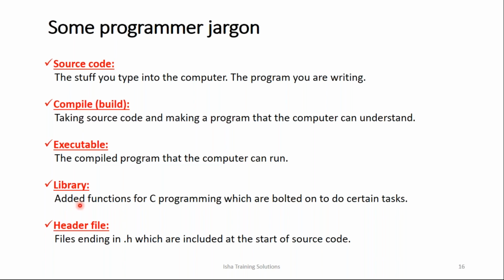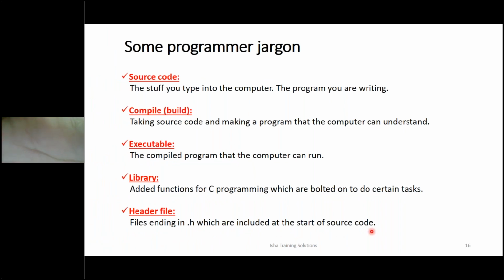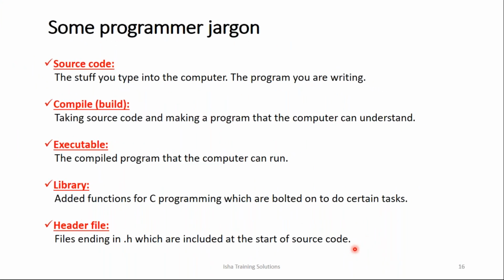Next one is library. We have different libraries. Added functions for C programming which are bolted on to do certain tasks, like #include <stdio.h>, #include <conio.h> and all. And header files are also of type library only. Files ending in .h which are included at the start of the source. We have already seen this one, #include <stdio.h>. It is nothing but a header file.